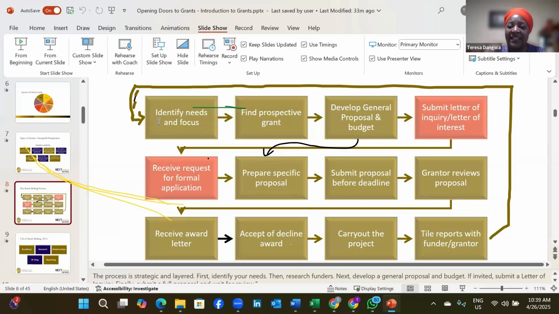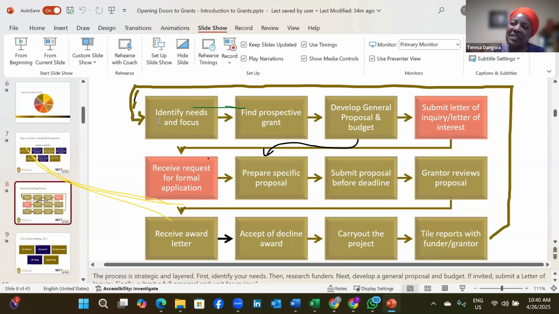And then you have to wait until they respond to you. In their response, you have one of two responses. One of them would be, unfortunately, the project that you described does not meet the criteria of what we are looking for. Or the second option would be you would receive a request to formally submit your application. So if you are asked to formally submit your application, then you prepare the specific proposal.